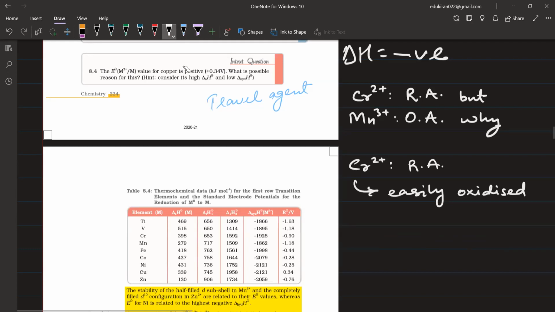You oxidize it, right? So what will you get if you oxidize Cr2+? Tell me guys, what are you going to get if you oxidize it? What does oxidation mean? Loss of electron or gain of electron? Cr3+.